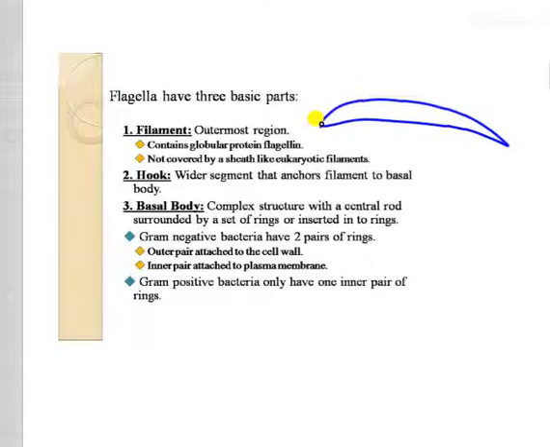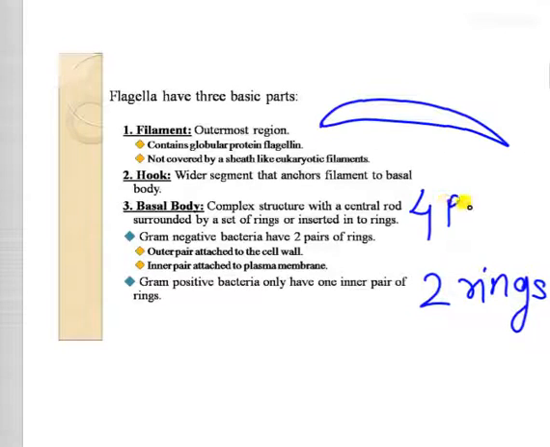Then the second part is the hook, which is present next to the basal body and anchors the filament to the basal body, meaning the hook attaches the basal body and the filament together. And the third part is the basal body, which is a complex structure with a central rod surrounded by a set of rings. In gram-positive bacteria, it contains only one pair of rings, meaning only two rings. In gram-negative bacteria, it contains two pairs of rings, meaning a total of four rings.